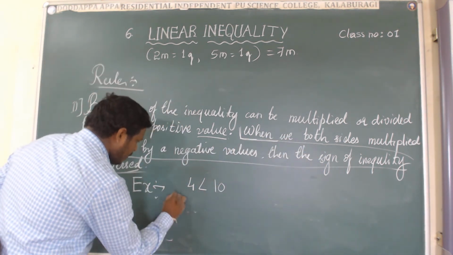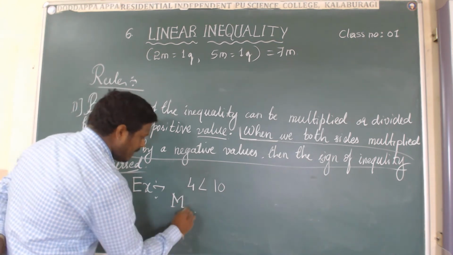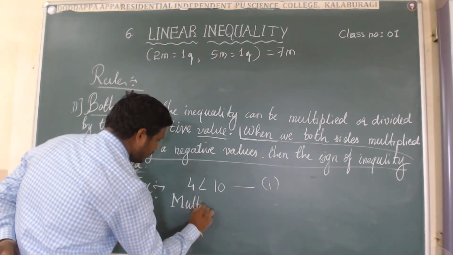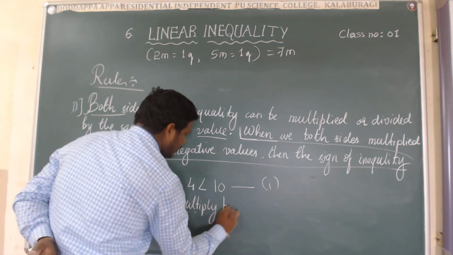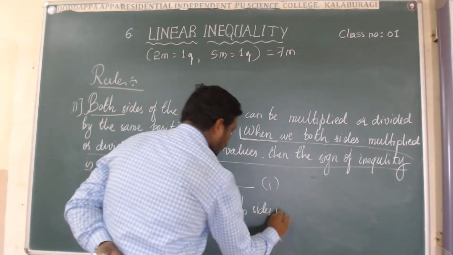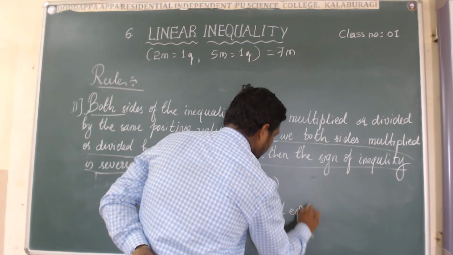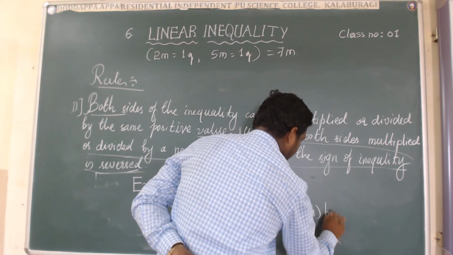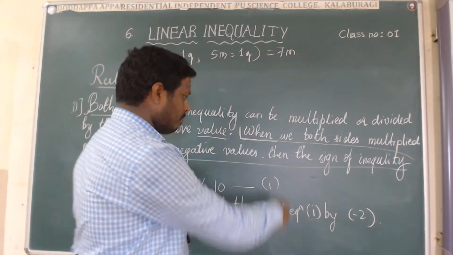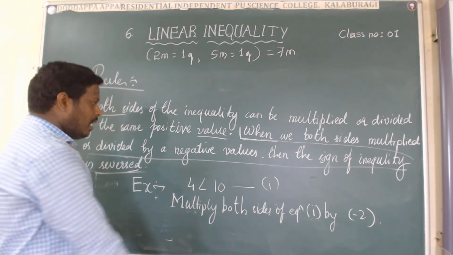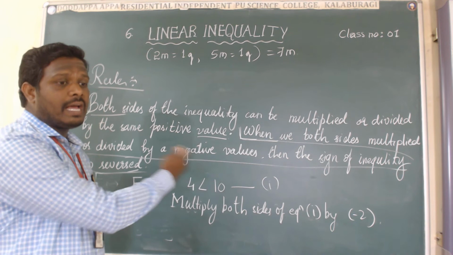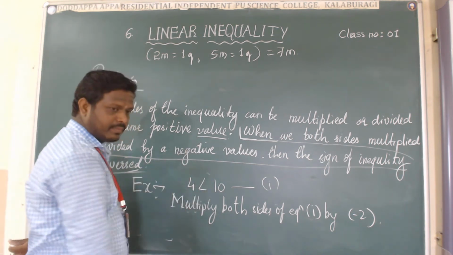Okay. I will call this equation 1. Multiply both sides of equation 1 by -2. Now I am going to multiply both sides by -2. Then what will happen to the sign of this one?